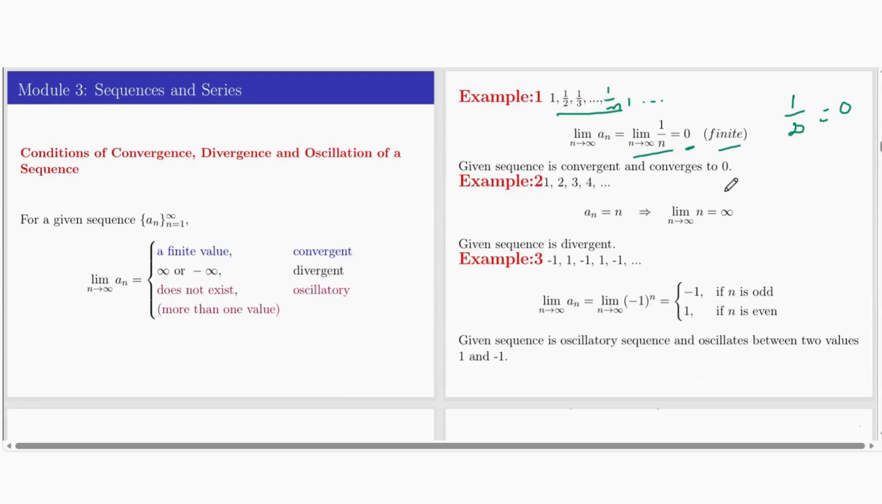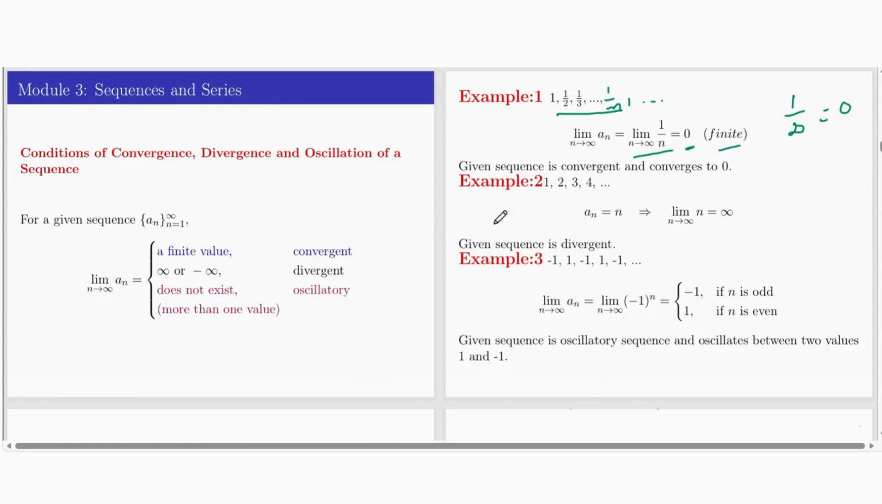Now converges to 0 means, observe this pattern. This pattern or this sequence, as we move towards infinity, it approaches the value 0. Okay. So this is the meaning of converges to 0. This pattern approaches some finite number and the number is what? 0. Okay. So this sequence converges to 0.